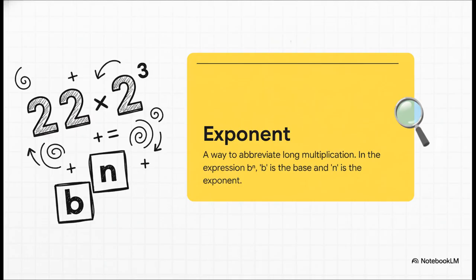Instead of writing out 2 times 2 times 2, you can just write 2 with a little 3 up top. Simple. As you see here, the b is our base number, and that little n is the exponent. It just tells you how many times to multiply the base by itself. It's an incredibly powerful piece of our new vocabulary.